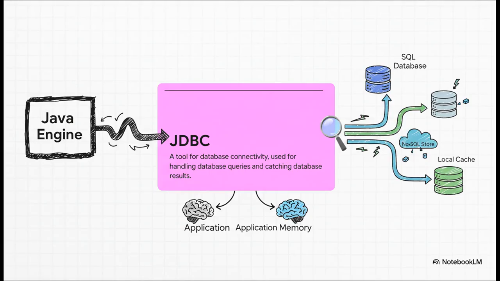The easiest way to think about it is like a universal adapter for data. It's this standard piece of plumbing that lets our Java engine connect to, pull information from, and send information to pretty much any database out there. It's the vital link to the application's memory.